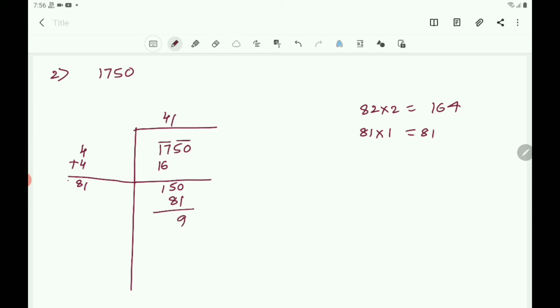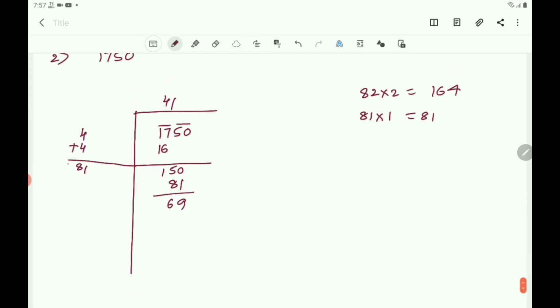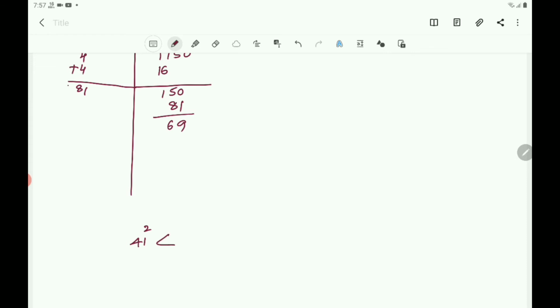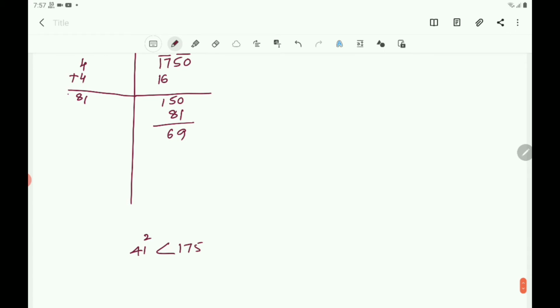So 10 minus 1 is 9. Then 14 minus 8 is 6. So you got here 69. But here you know that 1750 is greater than 41 square. So you write what is here, 41 square. 41 square is smaller than 1750. That is, 1750 is greater than 41 square.